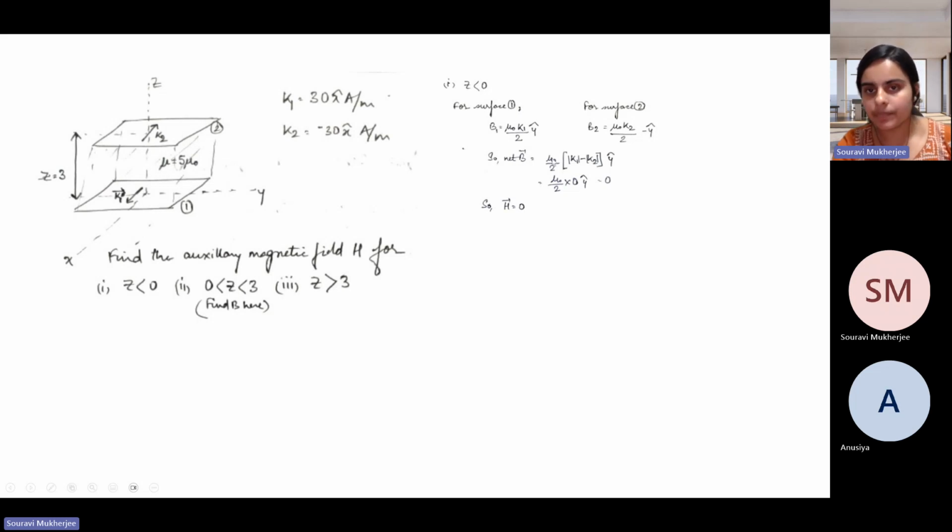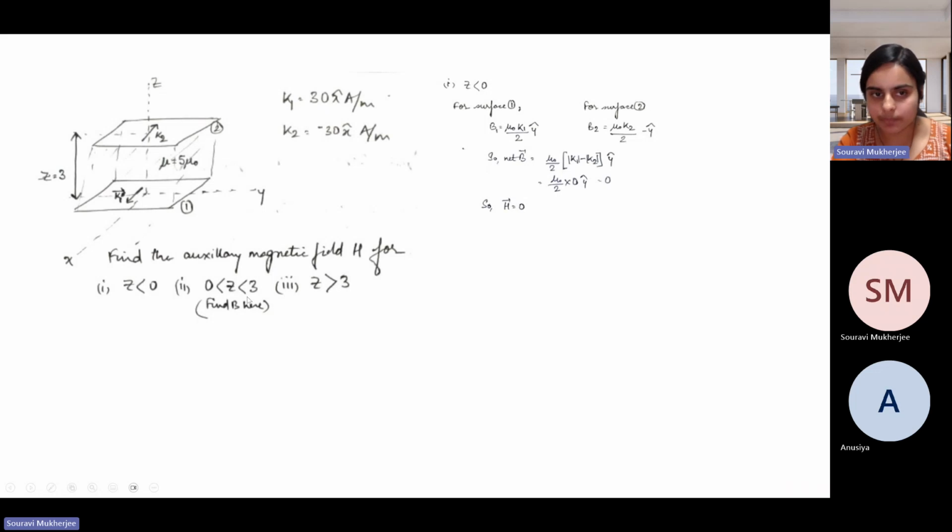So now what is the net B? The net B is the sum of these two B's, and here it's a minus sign because they are oppositely directed, and you can see that they cancel each other. So the net B outside is 0, and that tells you that H is also 0 outside.